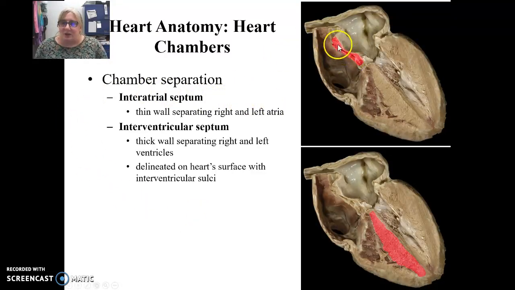There is an interatrial septum and an interventricular septum. These separate the chambers, the right and left atria and the right and left ventricles. This keeps blood from mixing. So the right side is deoxygenated, left side is oxygen rich. If we have mixing of the blood, then we're going to get oxygen poor and rich blood going to the body systems as well as to the lungs, and it's going to be a lot of energy wasted.